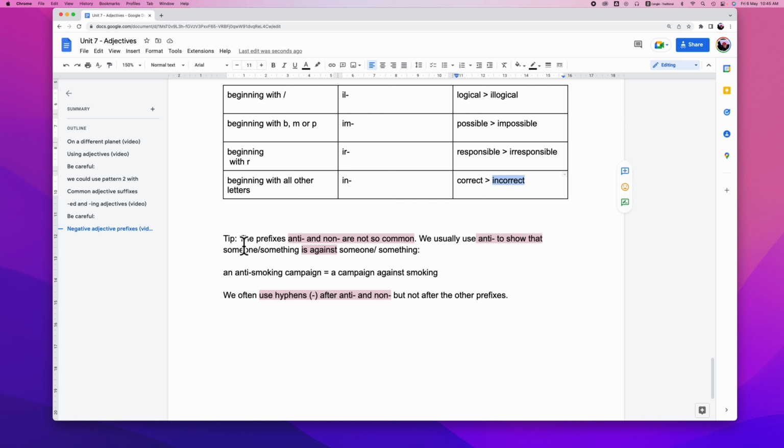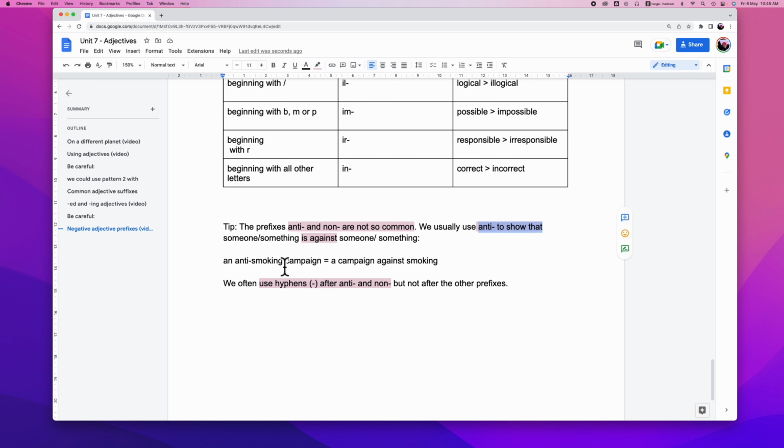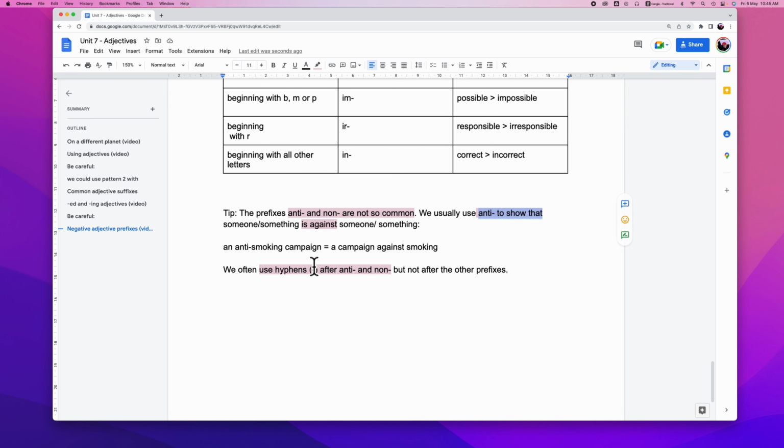Now, some tips for you. The prefixes anti and non are not common. We usually use anti to show that someone or something is against another someone or something. For example, an anti-smoking campaign is equal to a campaign against smoking. And also, with anti or non, we usually use a hyphen after these two prefixes, but not after other prefixes.